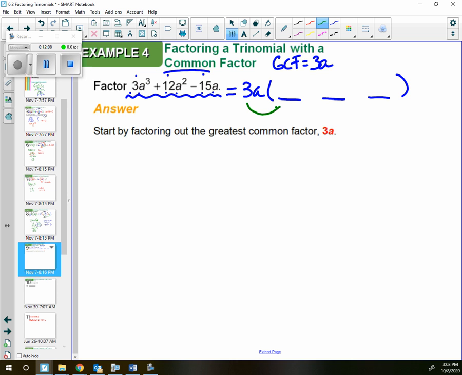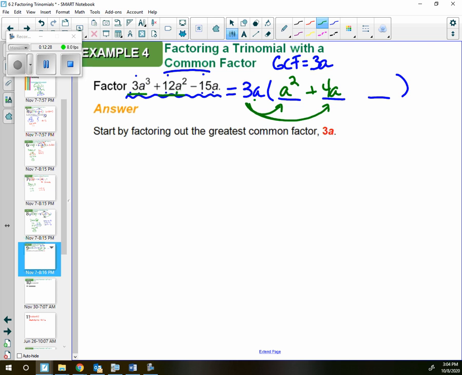All right, so 3a times what would give us 3a to the third? Well, I need 2 more a's, so a squared. And then 3a times what would give us 12a squared? Well, 3 times 4, so plus 4. And then a squared, I only have an a. I need 1 more a to the first.